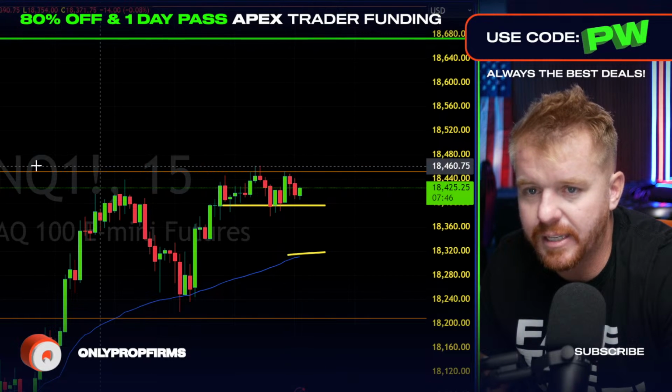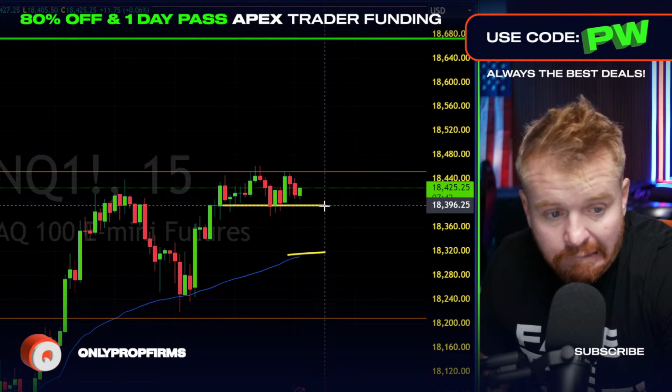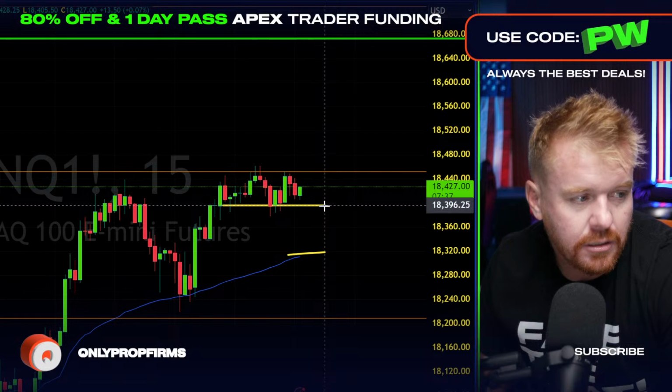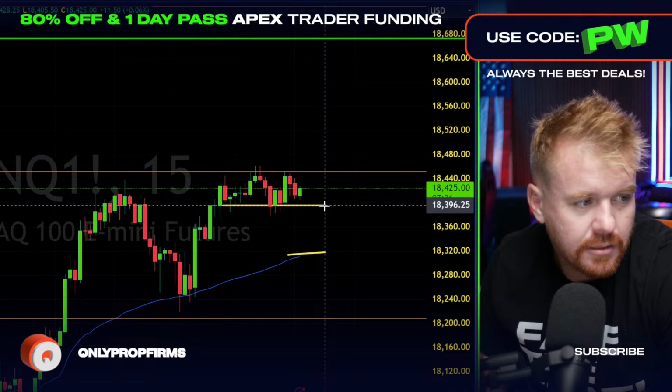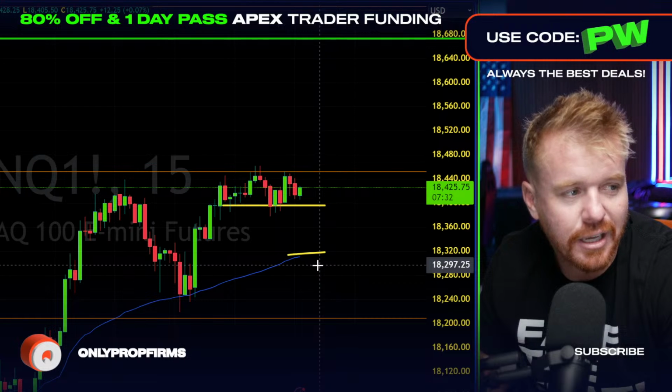We're stuck below this key level. We haven't gotten above yesterday's high yet. I'm erring on the side of caution, you know? I'm erring on the side of caution is the way I'm saying it.